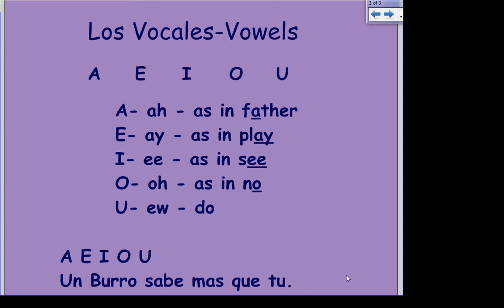Okay, we do have a little saying that we use in Spanish. Man, I keep messing my accent marks. Okay, and this is how it goes. A, E, I, O, U, un burro sabe más que tú. So what does that mean? It means a donkey knows more than you. It's just a fun little phrase to help you remember the vowel sounds because it does hold all the different vowel sounds in the little phrase. So one more time. A, E, I, O, U, un burro sabe más que tú. And we'll go over that in class as well.